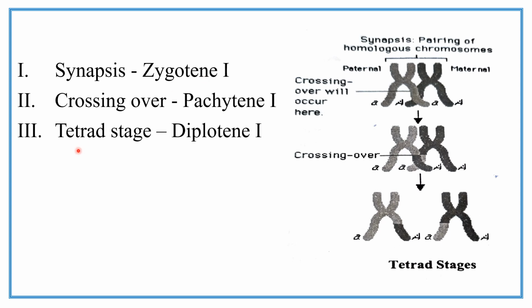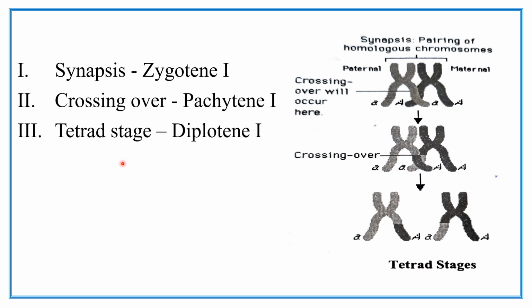Now the next stage is the crossing over, which takes place in the pachytene 1. Here the chromosome is in a tetrad stage, and that tetrad stage chromosome undergoes recombination in the crossing over with the help of enzymes. There is a breakage of chromatid segments and the exchange of non-sister chromatid segments. Later, there is a fusion in the nucleus.